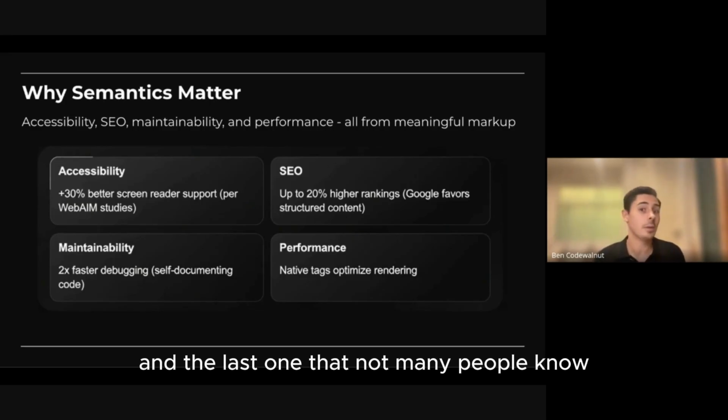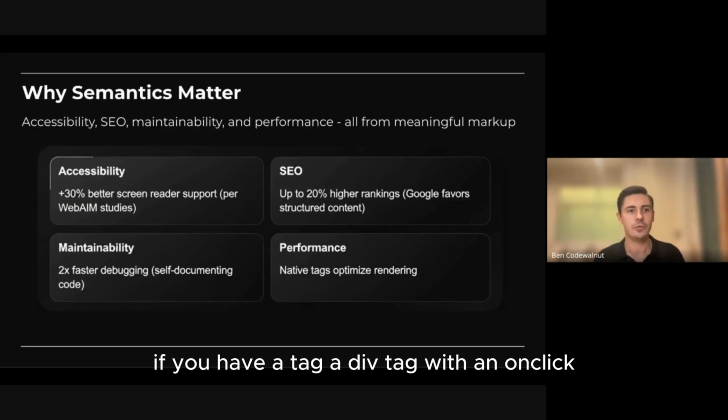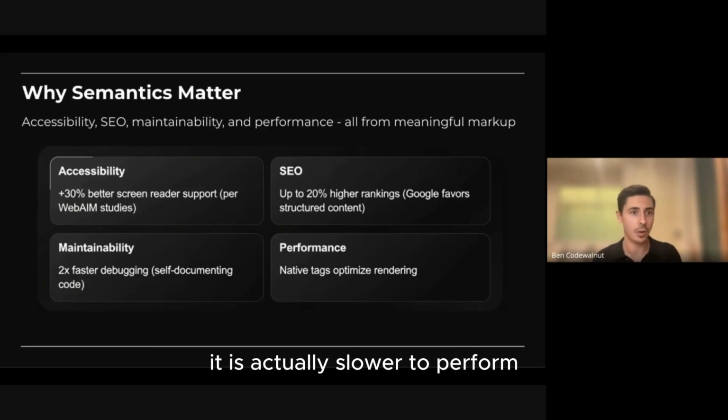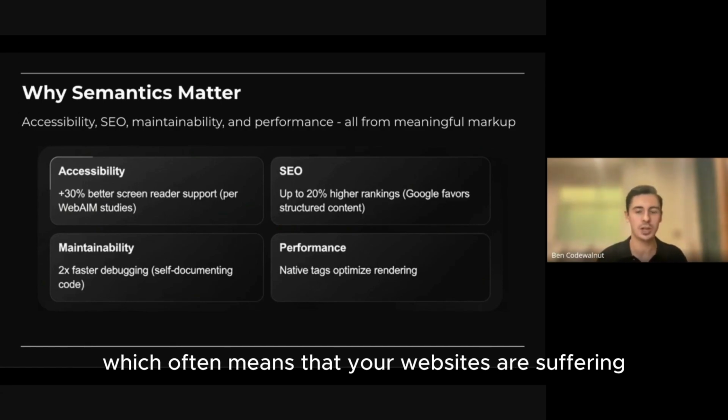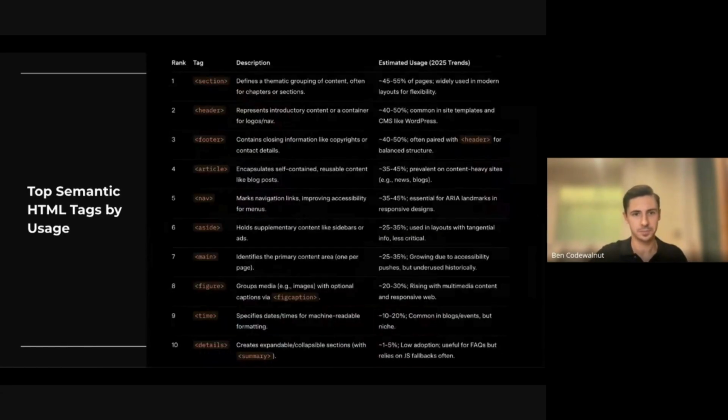And the last one that not many people know is performance. If you have a div tag with an on-click, it is actually slower to perform than the native button. You're creating more work, which often means that your websites are suffering behind the scenes.